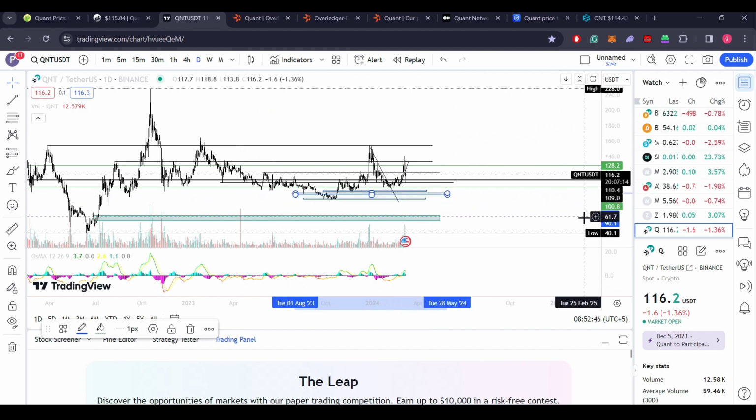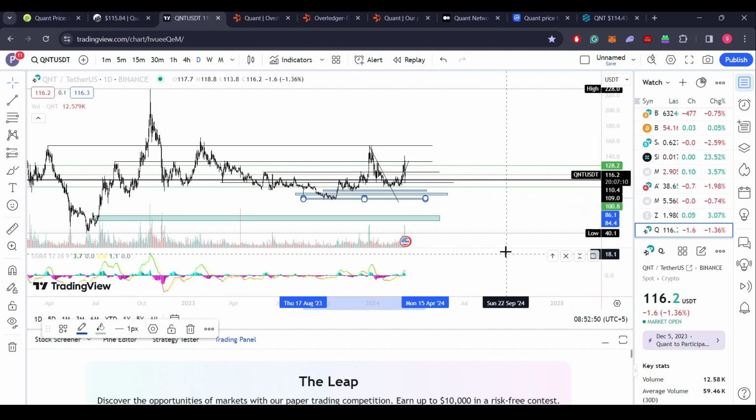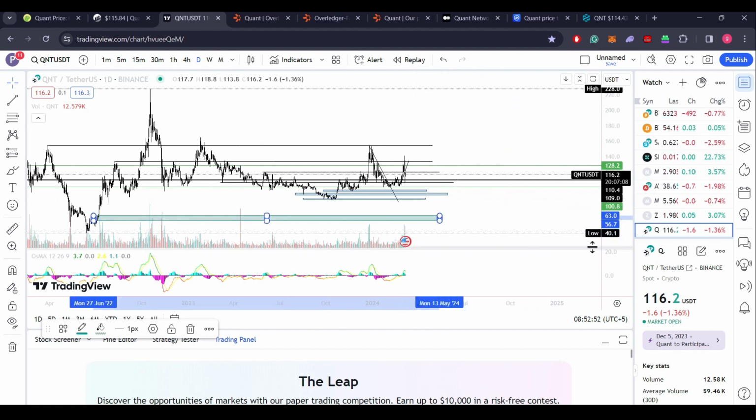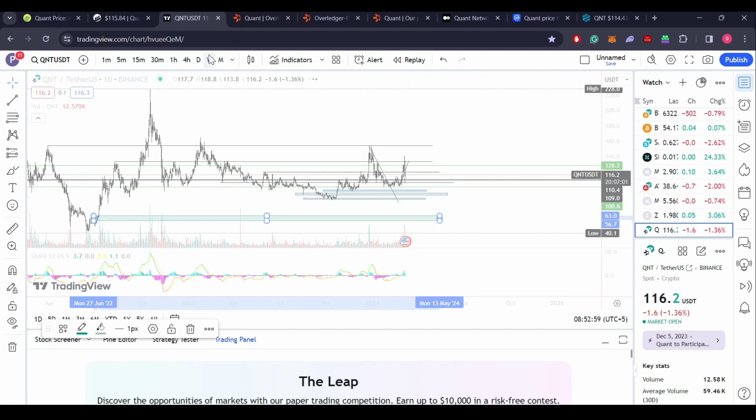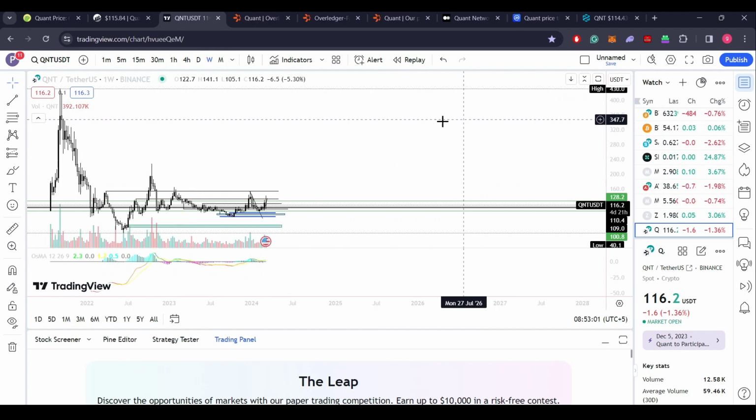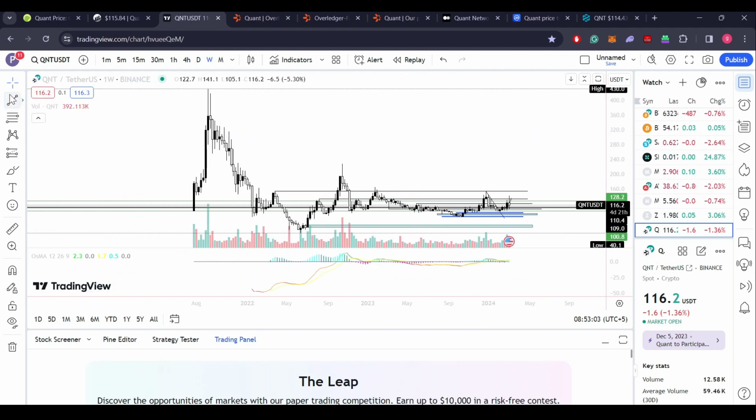The first one would be around 100, the second one would be around 92 to 90, and the third one would be around 86 to 84. If not, we can enter around 63 to 56. This project is looking for a long-term vision, so you have to keep that in mind. And we may also have a big breakout coming in the weekly chart.